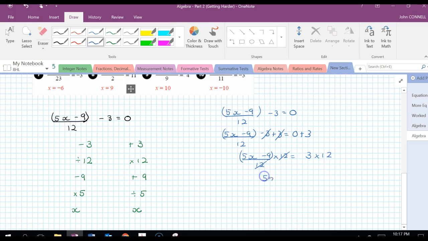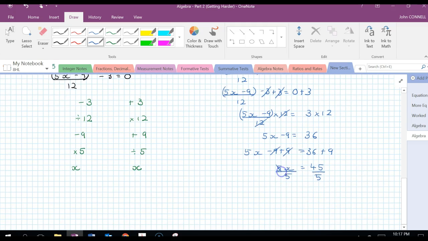Now, because I've got rid of everything outside my brackets, I'm ready for inside the bracket, so I don't need brackets anymore. So 5x take 9 is equal to 36. So now I'm going to add 9. So the 9s there are going to cancel, so it's going to be 5x is equal to 45. Divide both sides by 5. And then final answer is x is equal to 9.